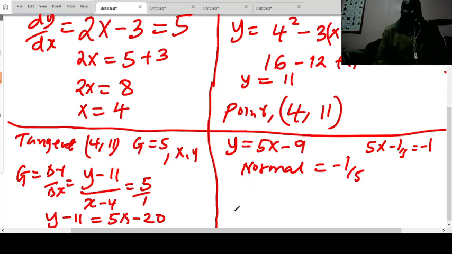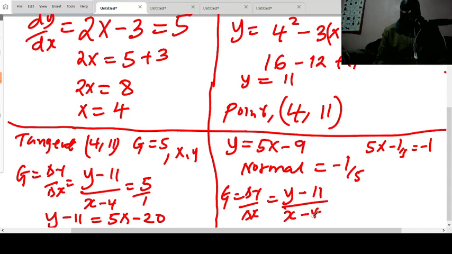So that will help you to get the equation; you repeat what we have done here. So you are going to say gradient equal to change in y over change in x. So you say y minus 11 over x minus 4, because they are sharing this point. They intersect at the point 4, 11, is equal to minus 1 over 5. Please cross multiply and get the equation. Thank you, very important. Thank you very much.